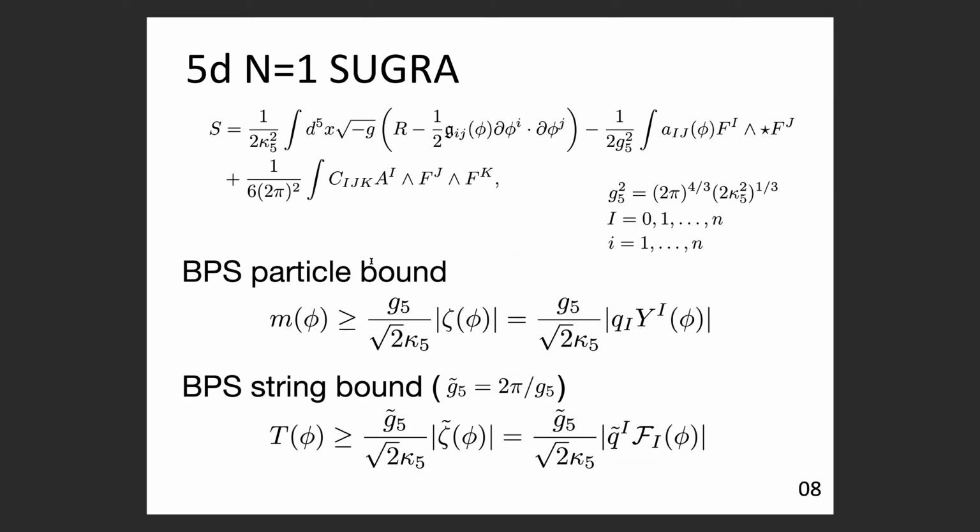Okay, but first let's say we wanted to study BPS particles. So let me write down the bound for BPS particles here. I'm also writing the bound for BPS strings because if I had gotten farther in my talk, I would have said something about strings, but I think I'll have to skip that for today. So let's just focus on the particle bound here. I have some central charge I'm calling zeta, which is just linear in these coordinates y^I.